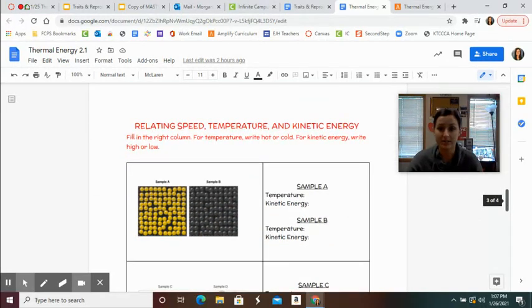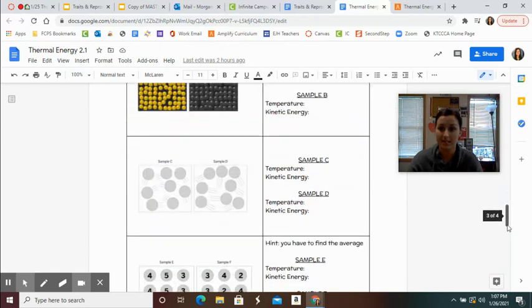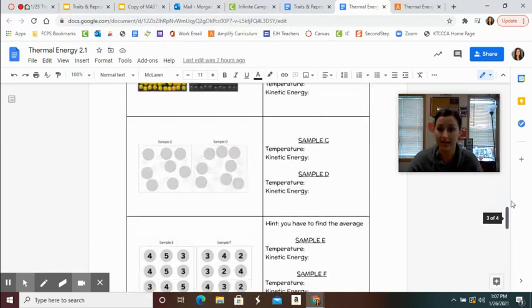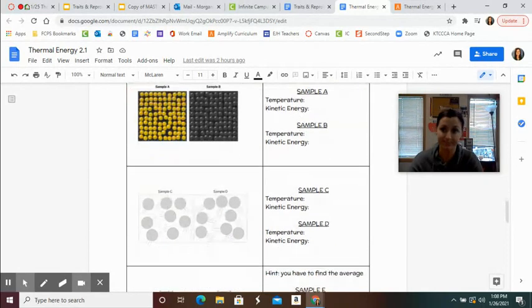And then down here was just some practice. So I have a few samples, so A and B, C and D, and then E and F. And so the idea is that for each one, the temperature, I want you to tell me if it's hot or cold. And then for kinetic energy, I want you to tell me if it's high or low. So you'll look at each one of these samples, and so sample A, example, I know that that's hot. So I'm going to say hot temperature and then high kinetic energy. Sample B, I know that's low temperature, so that would mean it has a cold temperature, low kinetic energy.